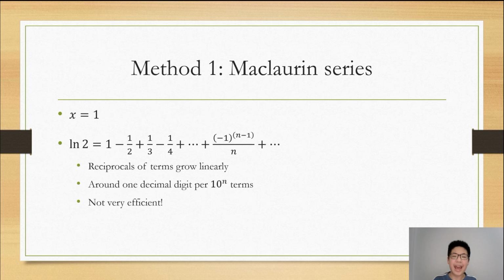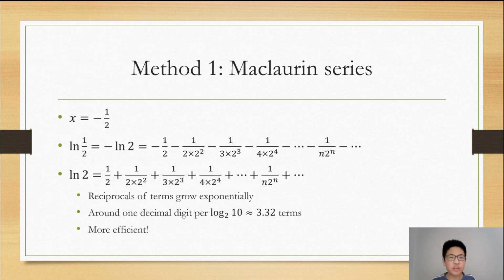Now, if we take x equals 1, we will get the well-known alternating harmonic series. The reciprocals on the terms grow linearly, 1, 2, 3, 4, and it gives around 1 decimal digit per 10 to the power of n terms. Admittedly, this is not very efficient when you want to find ln 2 for computational purposes, such as, I can't think of any other purpose for ln 2 except for radioactive decay. So if you want to use this, sorry, but there are better formulas in store.